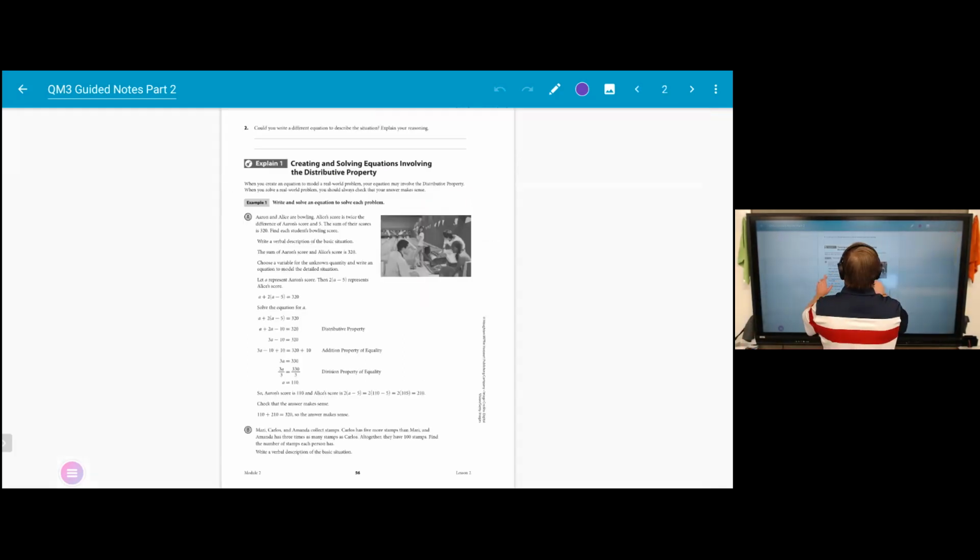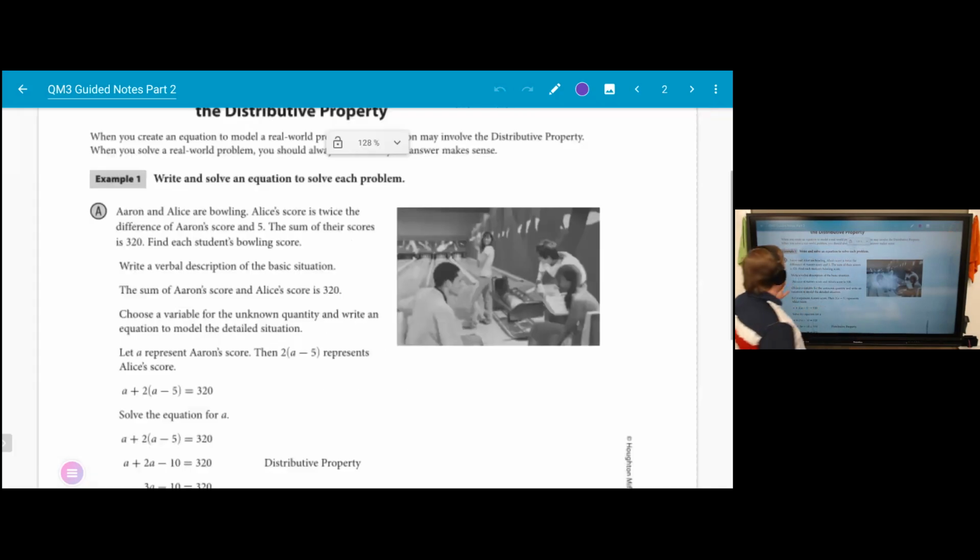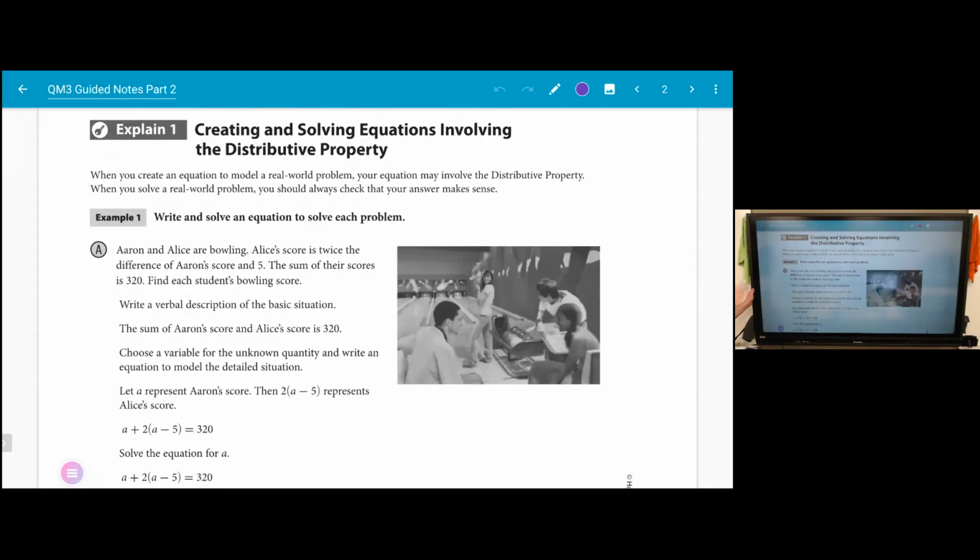All right, let's go ahead and move right on here. I'm going to ignore that other reflection question. But we've got creating and solving equations involving the distributive property. Ooh, there's that distributive property again. So this one's pretty interesting in my eyes.